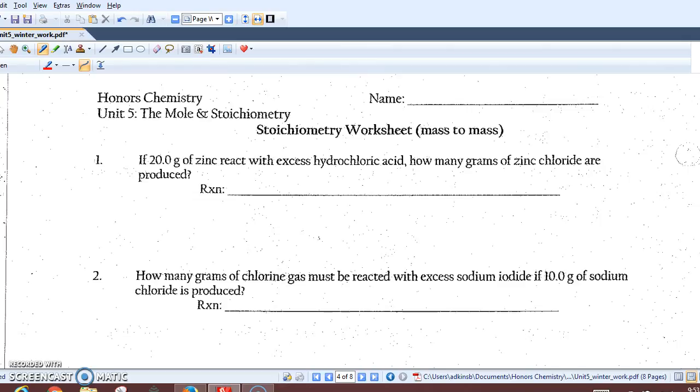You're going all the way from mass of one substance to mass of another substance. And anytime you change substances, the only thing that will connect them is moles. So you have to use the mole ratio to go from one substance to the next.